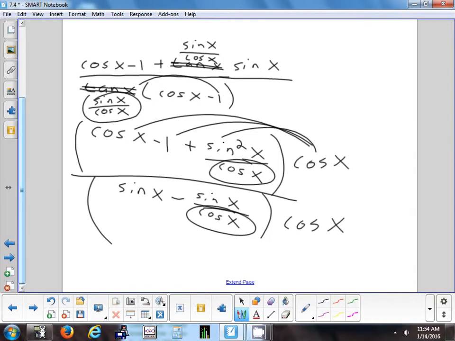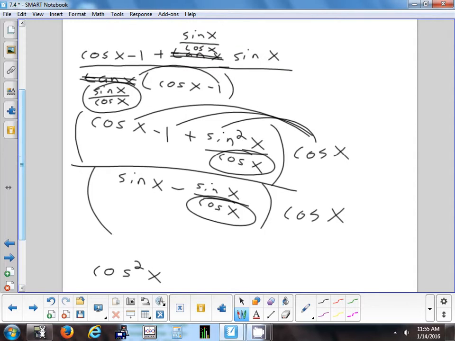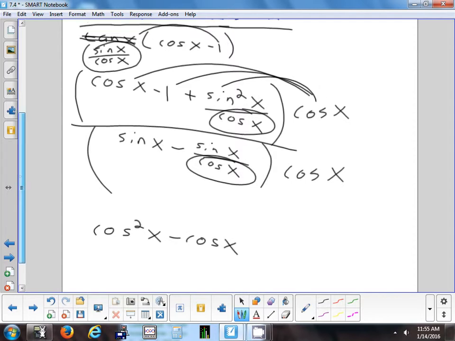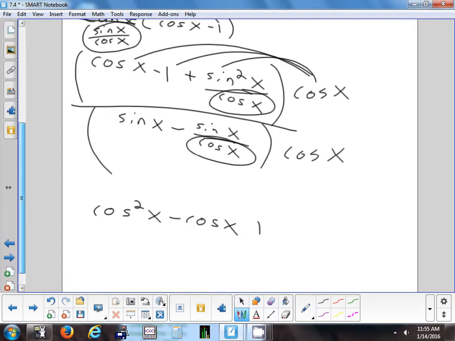What's cosine times cosine? Cosine squared. What's cosine times negative 1? Negative cosine. And what happens in the last part? The cosines cancel. So I just have a sine squared. And now I'm seeing a sine squared plus a cosine squared in the top. Okay, that's a good thing. We can look at that in a second.